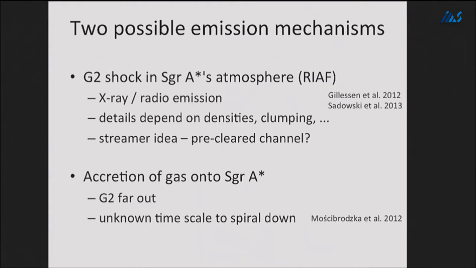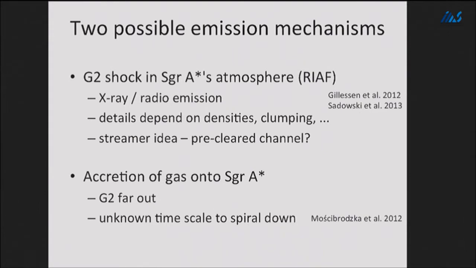And the other idea is, of course, that you have accretion on such a star. Yet, of course, the distance of 2,000 Schwarzschild radii is so far out that essentially you still need a viscous timescale to spiral down, and that is unknown. And I think in that paper, Monica essentially calculated it can be up to 100 years or so.